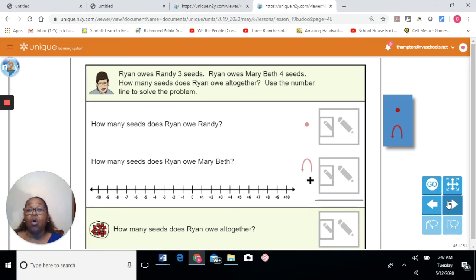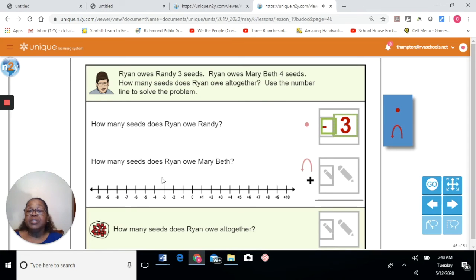All right, Ryan owes Randy 3 seeds. Randy owes Mary Beth 4 seeds. How many seeds does Ryan owe altogether? So he owes Randy 3 seeds and he owes Mary Beth 4 seeds. If he owes someone, that's the opposite of what you have, so that's going to be a negative. Ryan owes Randy 3 seeds.